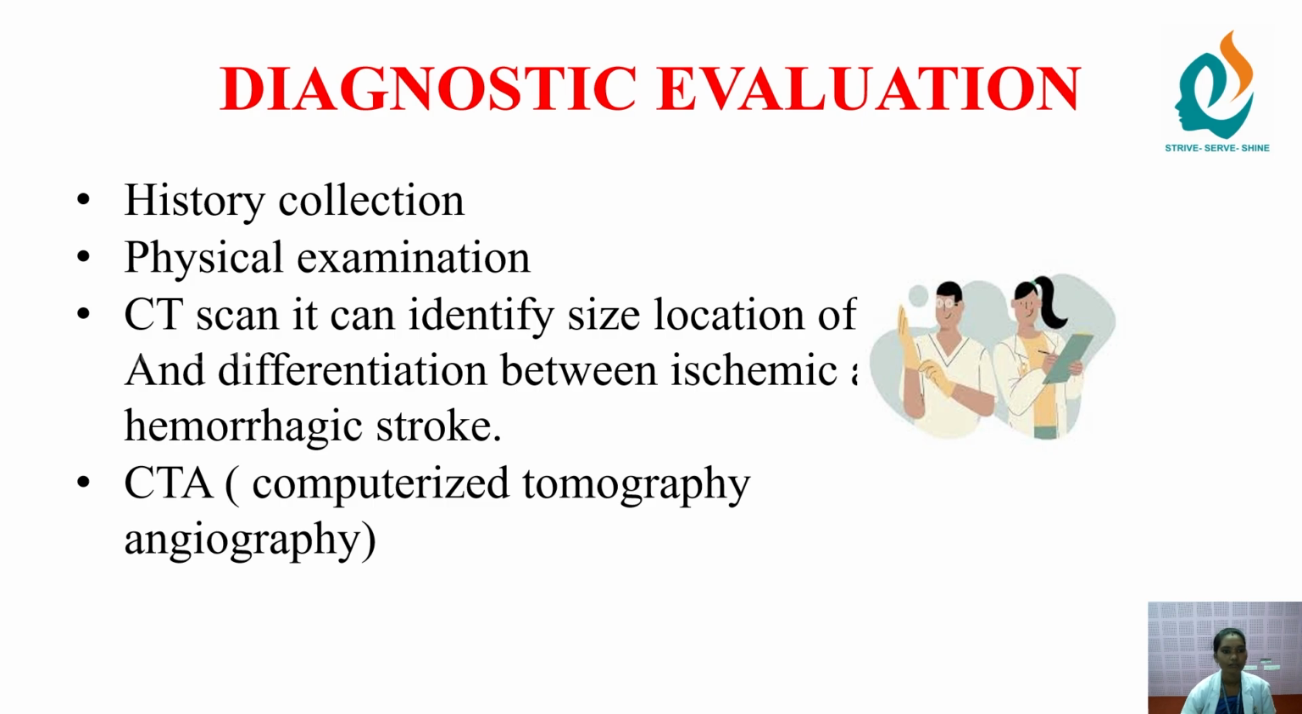Okay, next is physical examination, and next is the CT scan. The CT scan is very important. It helps to identify the size and location, and the differentiation between ischemic stroke and hemorrhagic stroke. And next is the CTA. It is computerized tomoangiography.